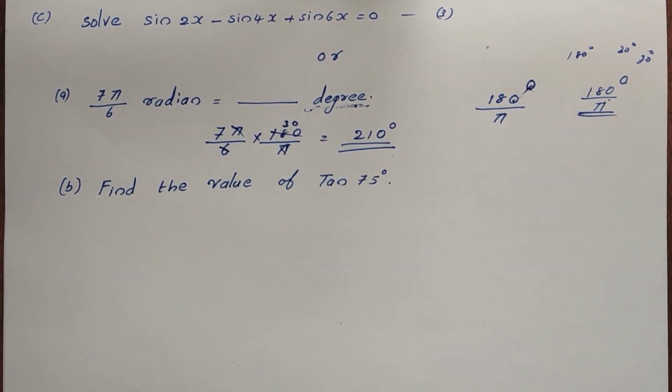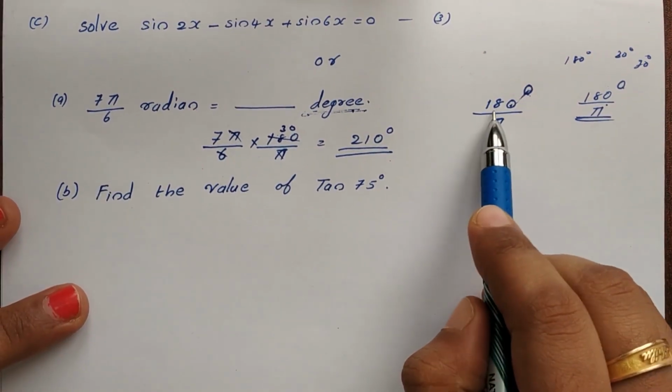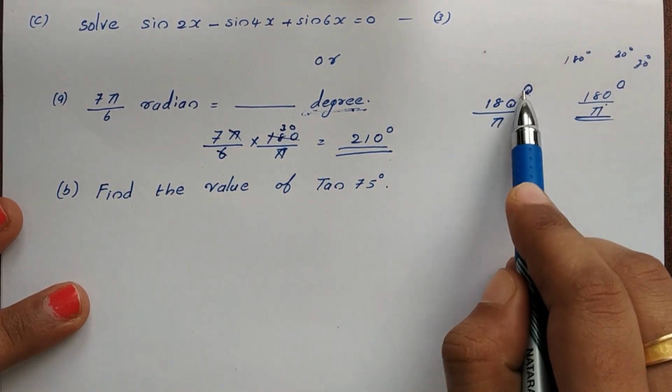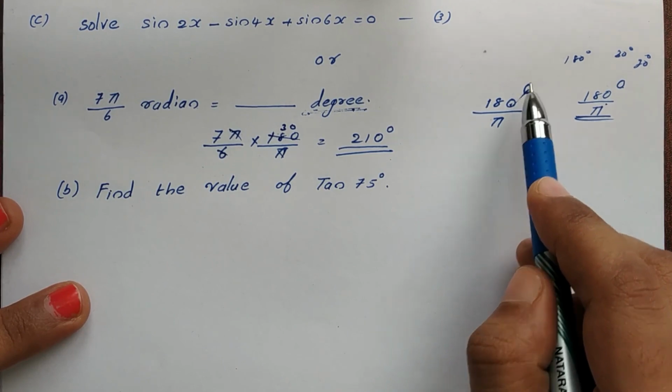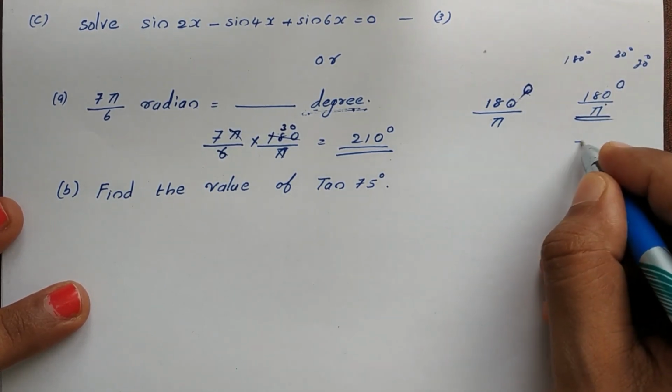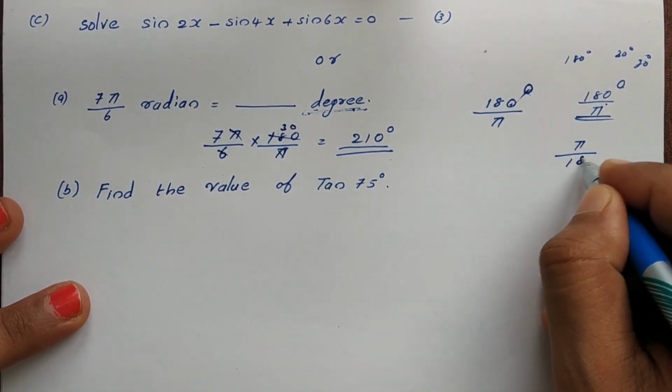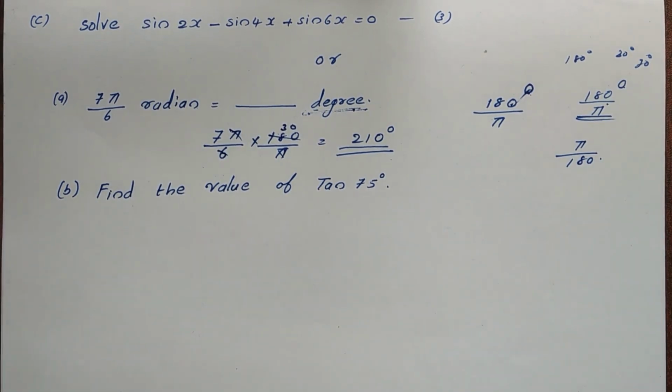To convert from degree to radian, we multiply by pi by 180. When you have an angle in degrees and convert it to radians, you multiply by pi by 180. When converting from radians to degrees, multiply by 180 by pi.